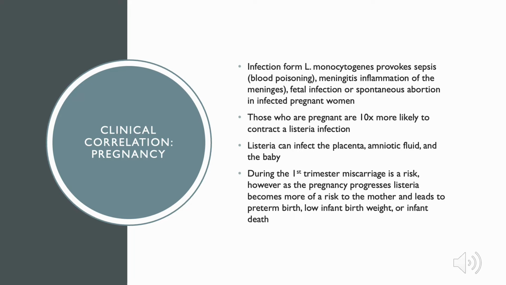A significant clinical correlation is pregnancy. Infection from L. monocytogenes provokes sepsis, which is blood poisoning, meningitis, which is inflammation of the meninges, fetal infection, or spontaneous abortion in infected pregnant women. Those who are pregnant are 10 times more likely to contract a Listeria infection. Listeria can infect the placenta, amniotic fluid, and the baby. During the first trimester, miscarriage is at a high risk. As the pregnancy progresses, Listeria becomes more of a risk to the mother. It can lead to preterm birth, low infant birth weight, or infant death.